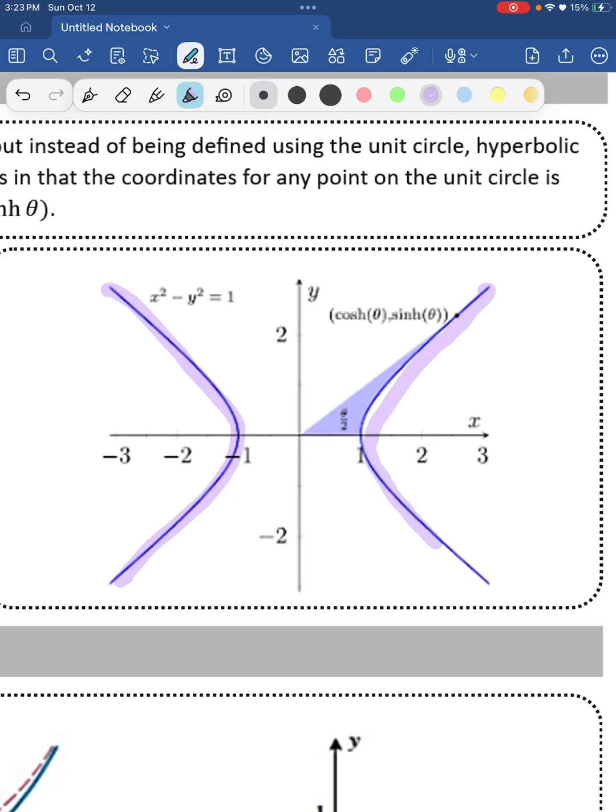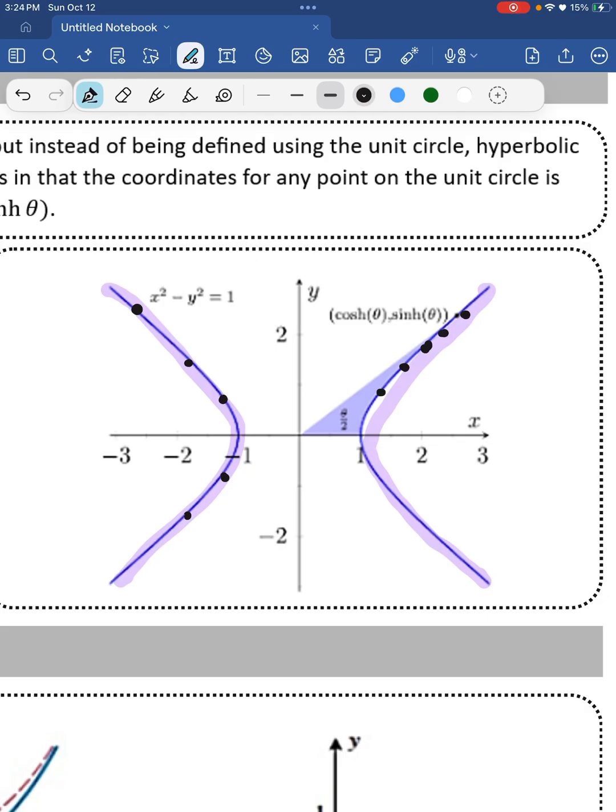hyperbola will correspond to cosine and sine of that particular angle made by any point on the parabola to the origin. Okay, so if you notice, and I definitely have this out here.